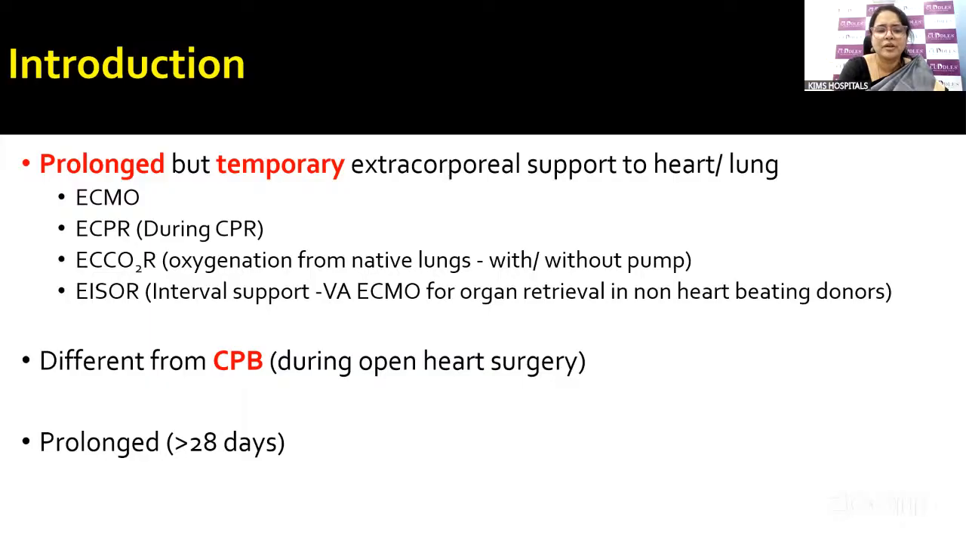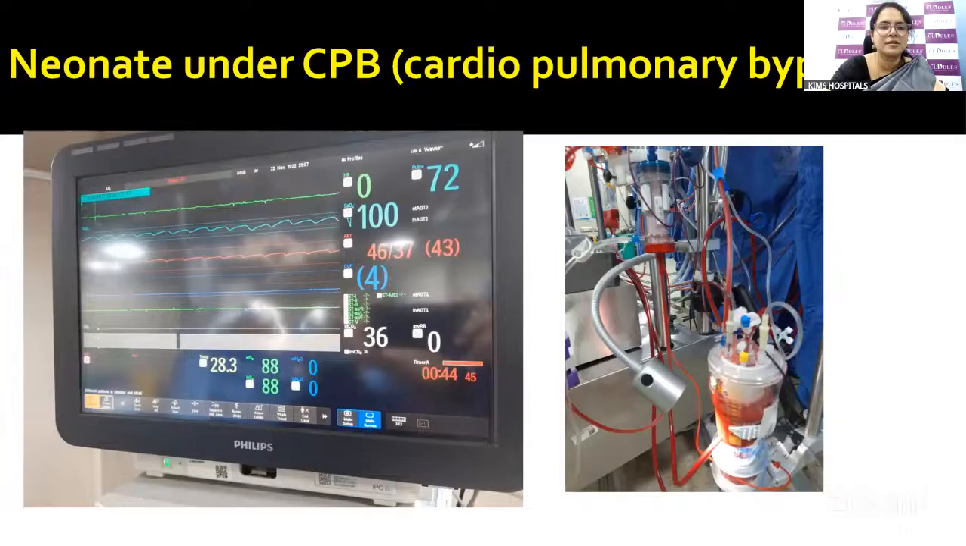extracorporeal interval organ support while awaiting organ transplant, and this is often done in patients who are waiting for organ transplant, while awaiting donors for organ retrieval. So this can be done both for the non-heart beating donors for maintaining perfusion to the organs, or we might be doing ECMO for a patient, let's say with severely fibrosed post-COVID lungs while awaiting lung transplant for the recipient as well. The usual terminology of prolonged ECMO is used when the duration of support required is longer than 28 days.